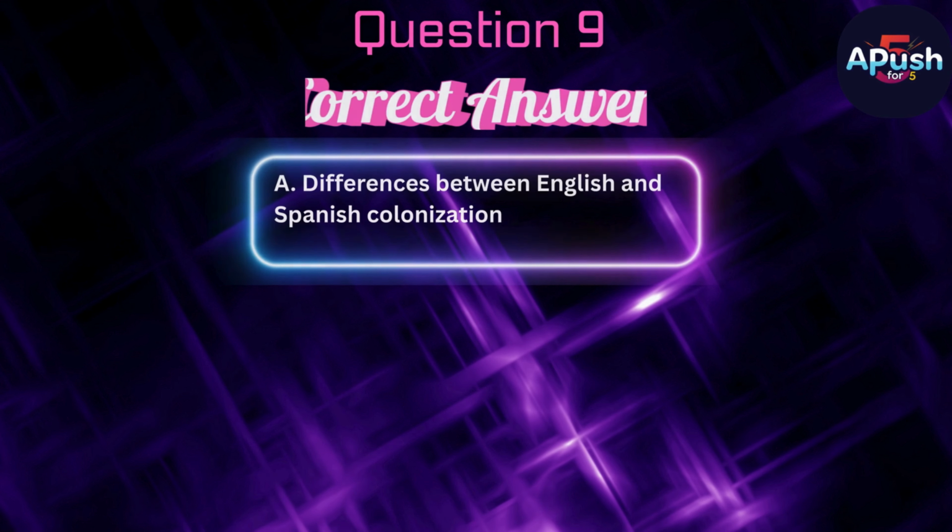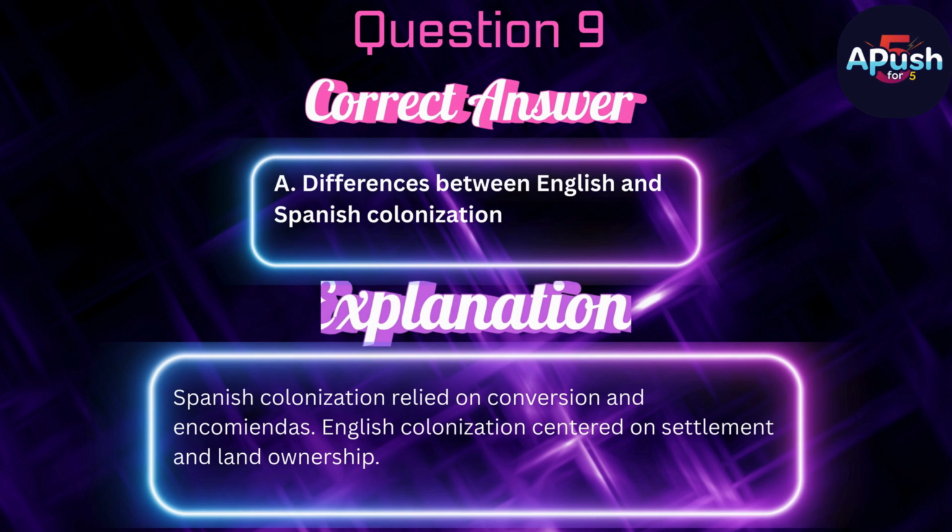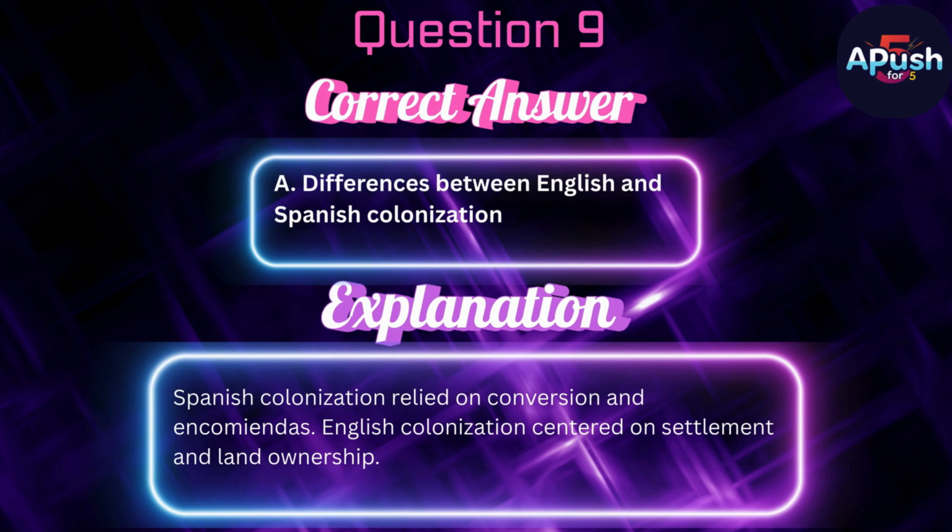The correct answer is A. Differences between English and Spanish colonization. Spanish colonization relied on conversion and encomiendas. English colonization centered on settlement and land ownership.